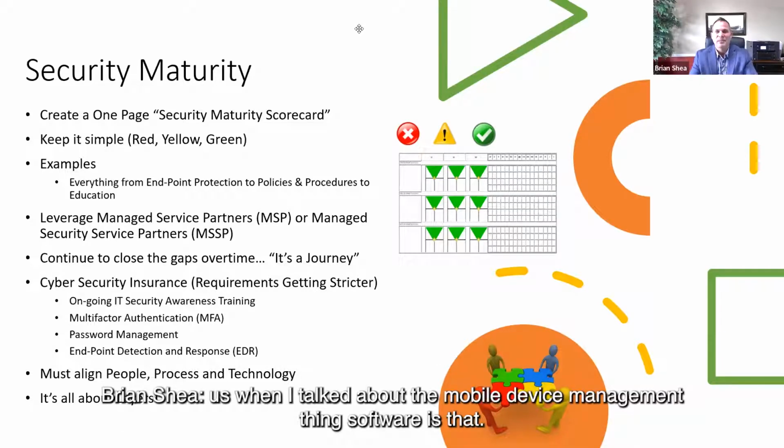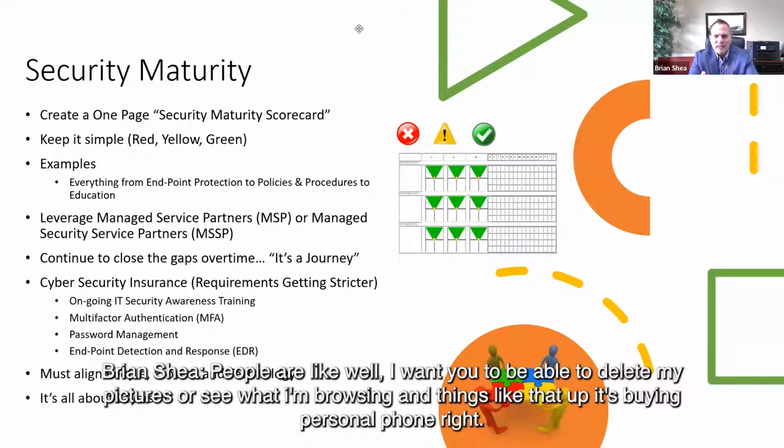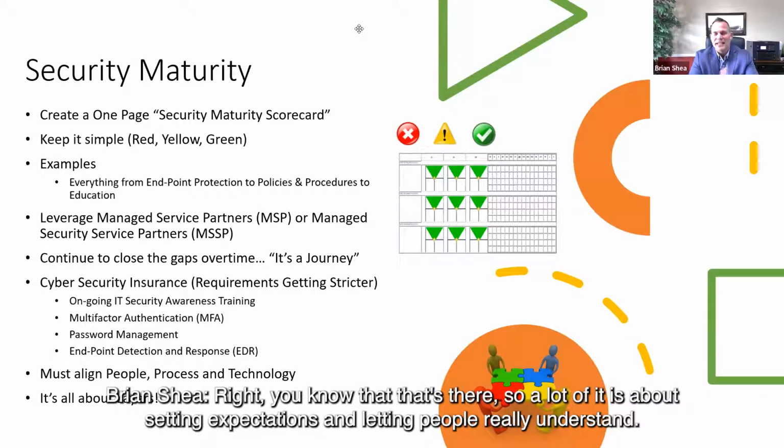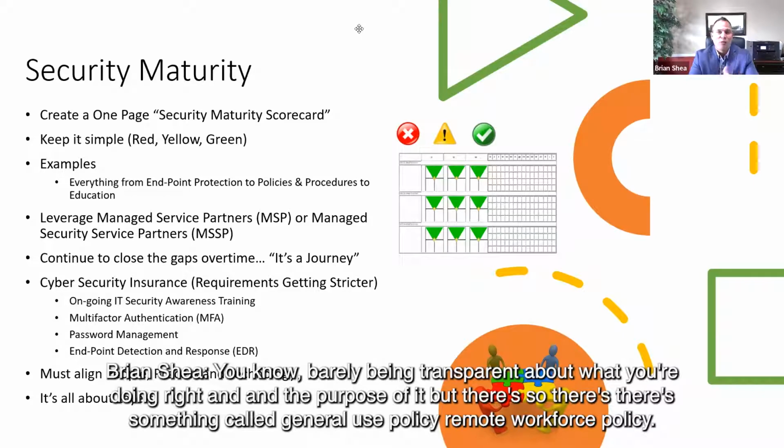When I talked about the mobile device management software, people are like, well, I don't want you to be able to delete my pictures or see what I'm browsing and things like that. It's my personal phone, right? The message really has to be around protecting the company data, right? And you as an individual. So how do you do that in a way that's kind of in a shared environment and that it's not this scary thing, right? So a lot of it is about setting the expectations and letting people really understand, really being transparent about what you're doing, right? And the purpose of it. But those are some big policies: general use policy, remote workforce policy.